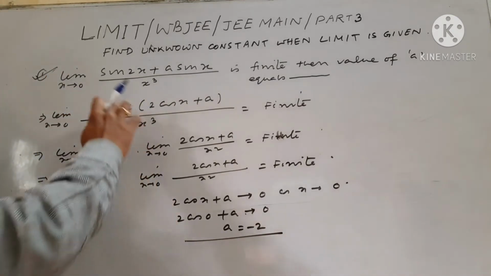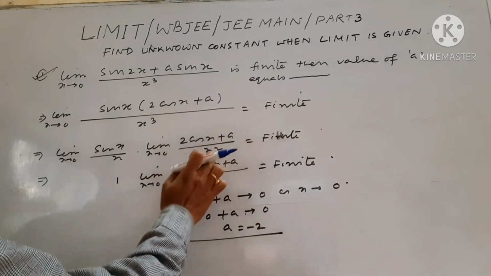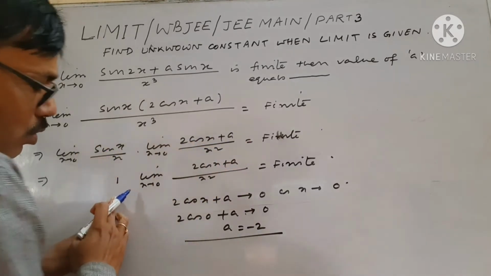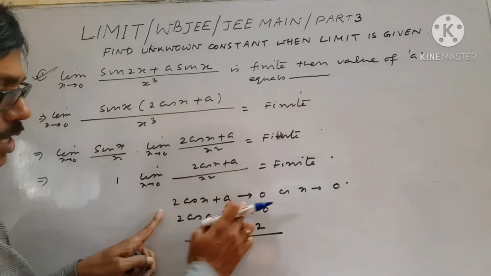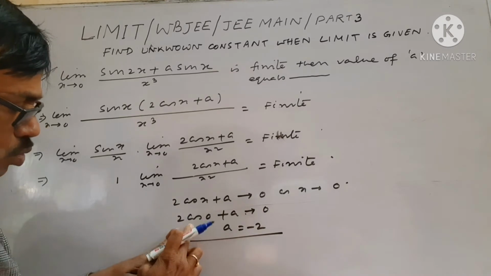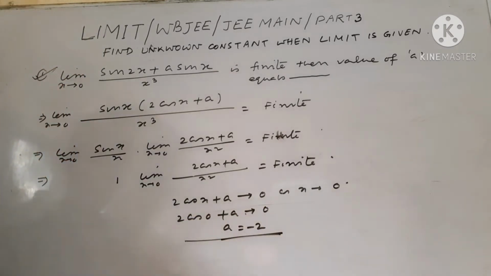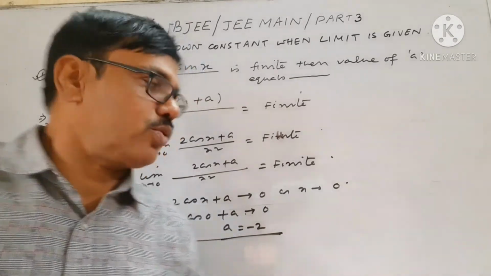Look at it again. sin x by x is 1, limit x tends to 0, (2 cos x plus a) by x square equals to finite. Now to make it 0 by 0 form, 2 cos x plus a tends to 0, that is 2 cos 0 plus a tends to 0. So a equals to minus 2. So this is one logical approach.